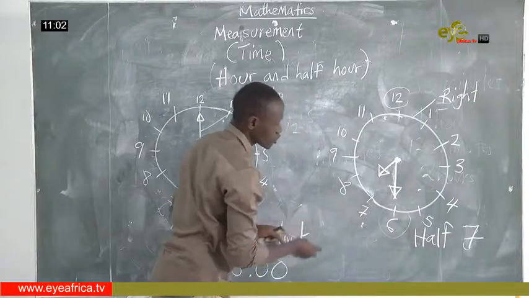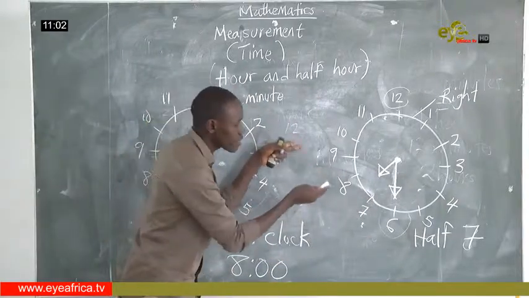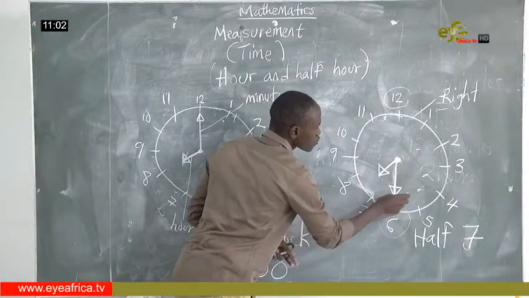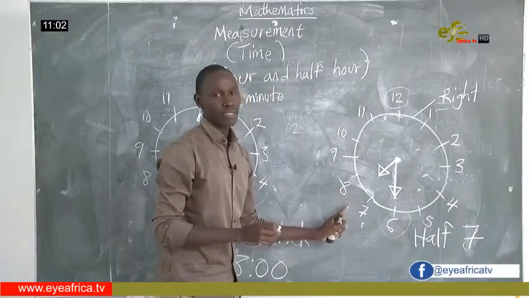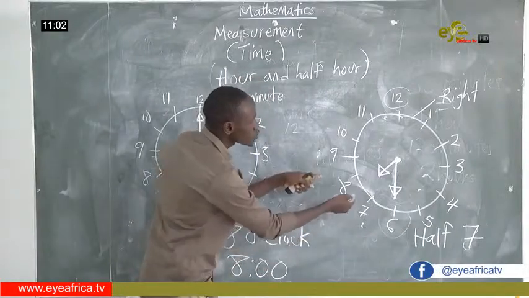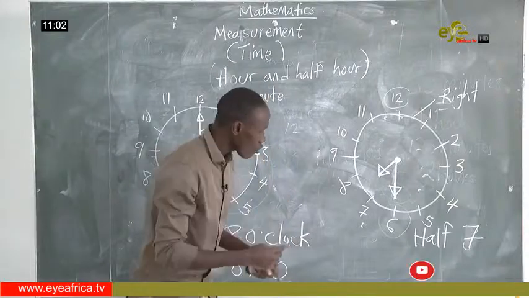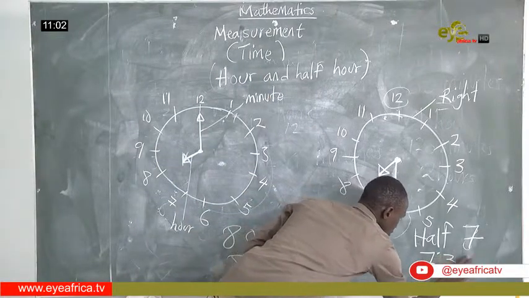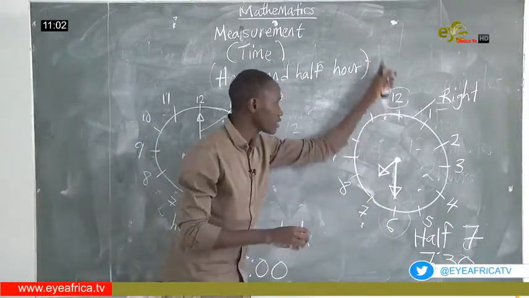past 7, because it's moving from 7 going towards 8. It's between 7 and 8, but the minute hand is facing at 6. So this 6 here, the minute hand, is telling us that it's half past 7. Because it's half past 7, it does not reach 8, but it's also not pointing directly at 7. Or you can write 7:30, because that is going to be the half of the clock.